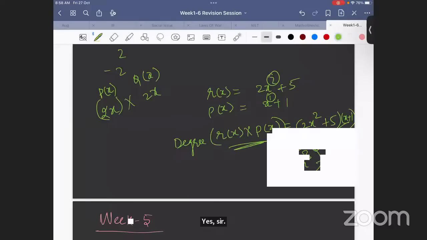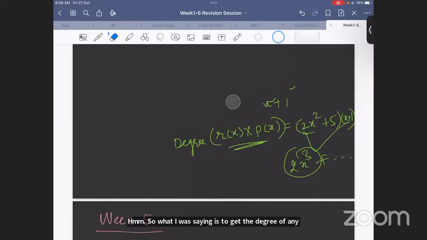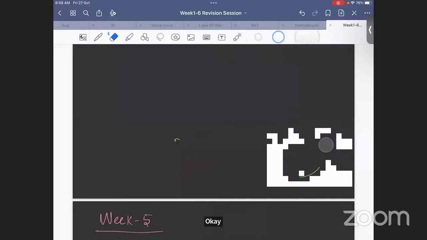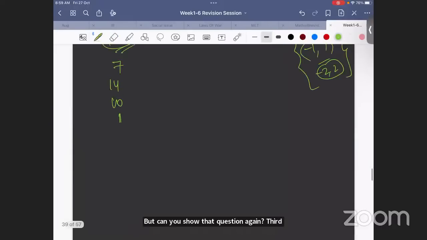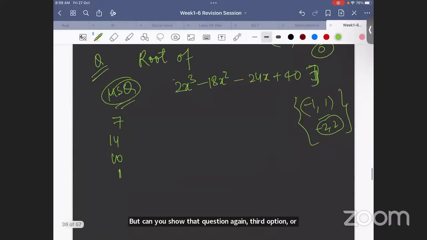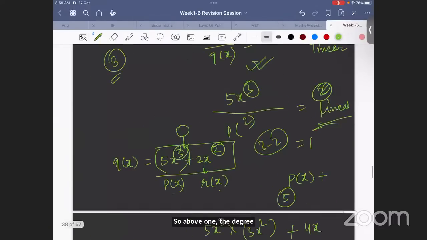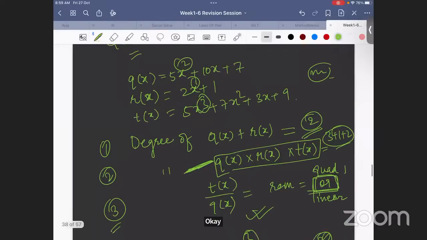So what I was saying is, to get the degree of an equation that is the multiplication of two polynomials, you can show it directly. That question again? The third option or the second option that I was saying about. Sir, the above one, the degree one. Okay, this one. Oh, okay, sir. My bad. I thought it was QX plus RX plus TX. Now I get it.